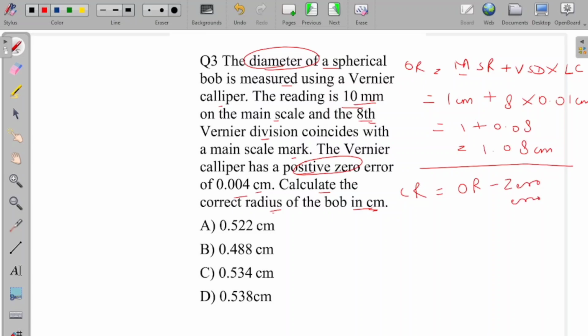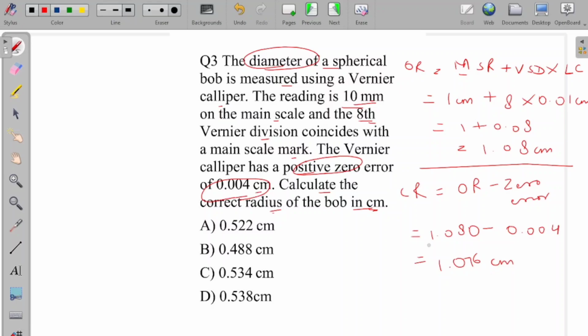So zero error is given in the question. Observed reading is 1.08 minus zero error is 0.04. It's given here, right? Now after the subtraction, we will get 1.04. This is what we will get after the subtraction, and units are centimeter.